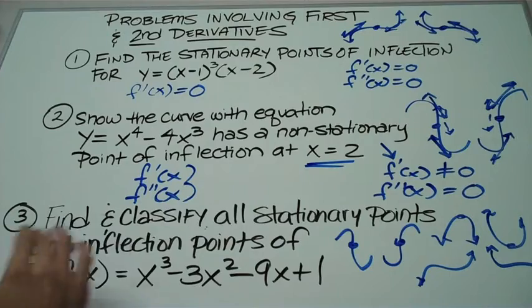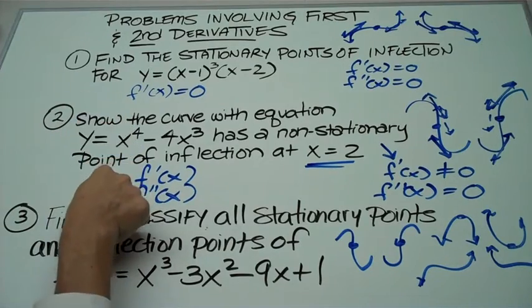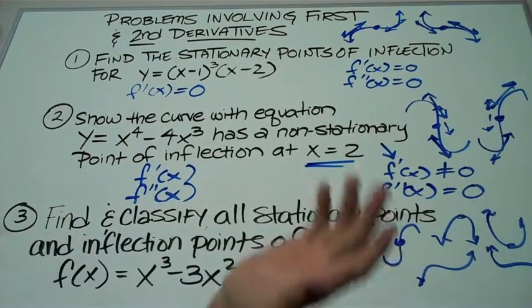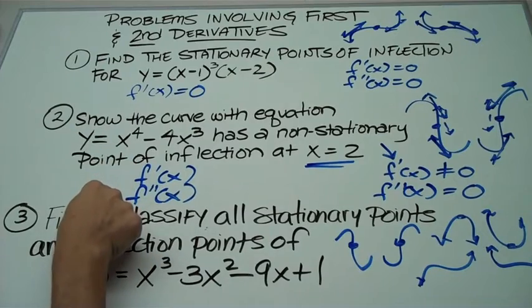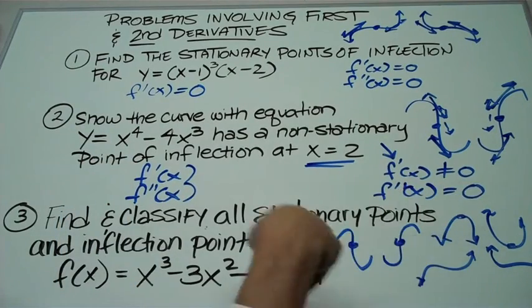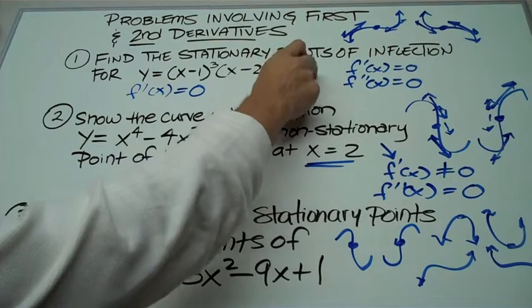But usually the first step in all these problems is to find f dash of x and set it equal to 0. That's looking for stationary points. Find f double dash of x and set it equal to 0. That confirms that you have a point of inflection.